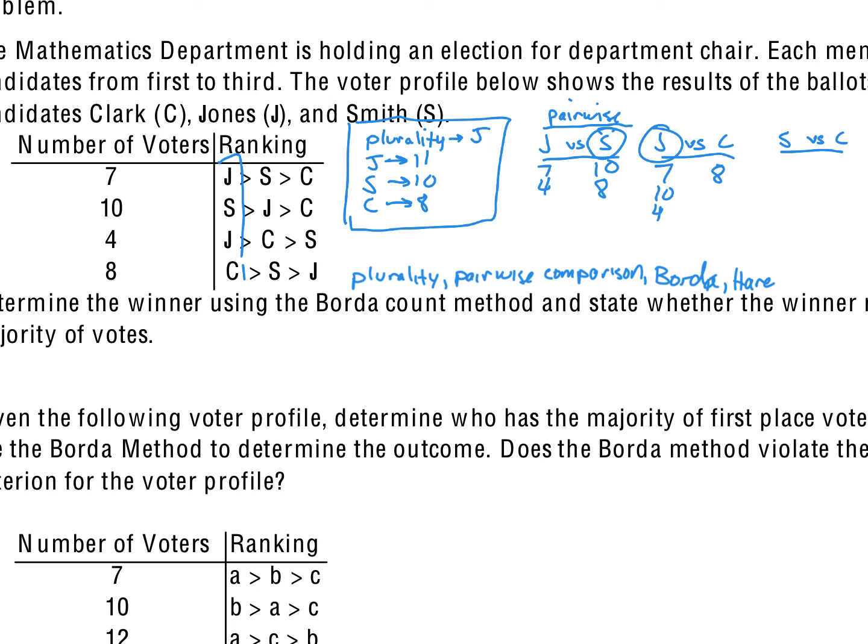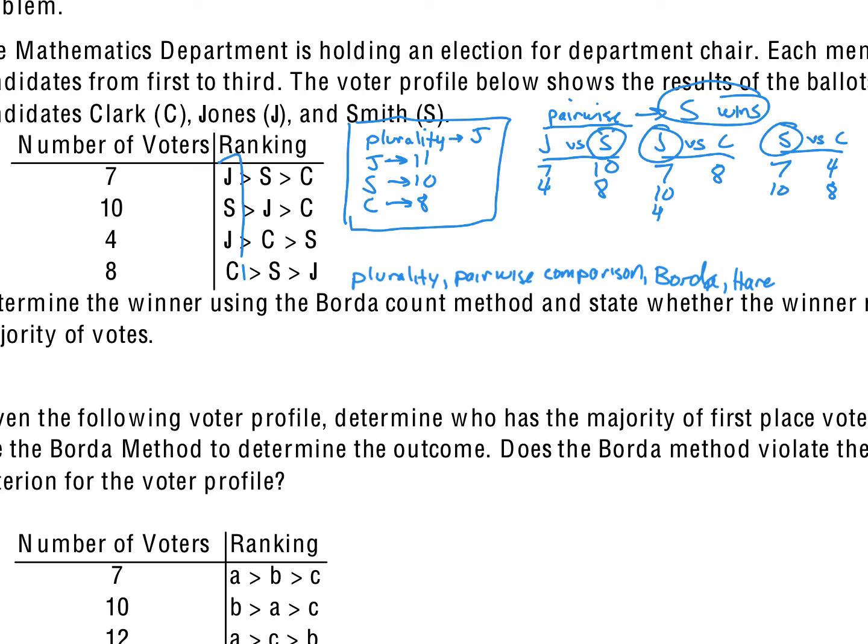And then the last one, S versus C. S would get 7, S would get 10, C would get 4, and C would get 8. So S wins. So overall, S wins 2 of the 3 points. So S wins the contest using the pairwise comparison.